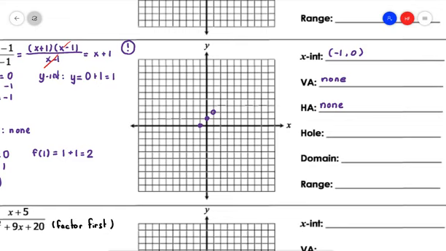Now we don't have any asymptotes, either vertical or horizontal. And my new function, when it's simplified, is x plus 1. x plus 1 is a line. So I have a line with a slope of 1 and a y-intercept of 1 with a hole at (1, 2).